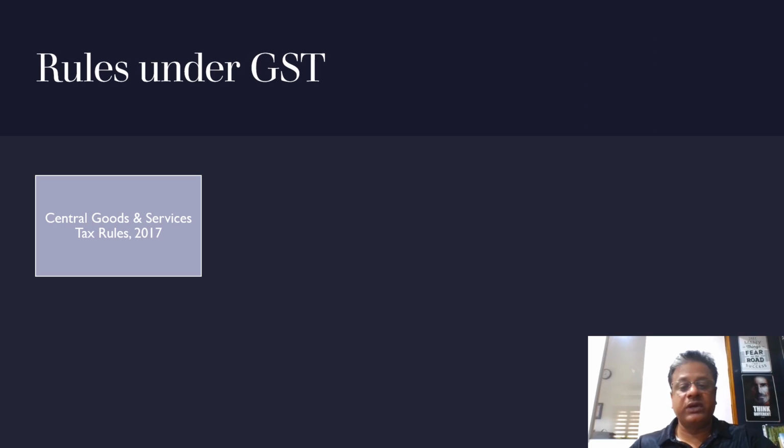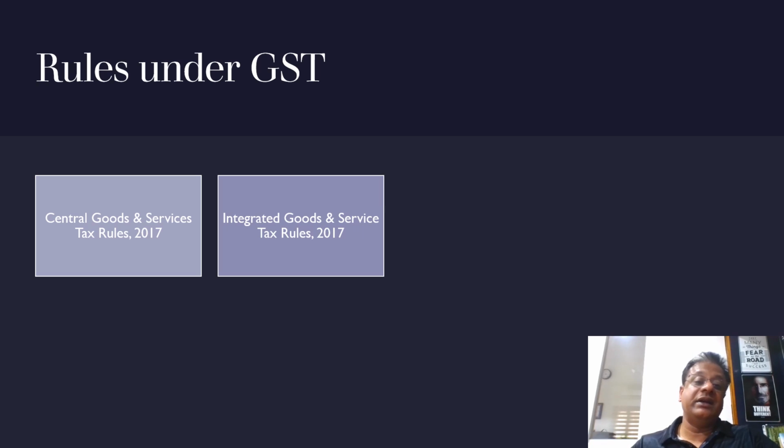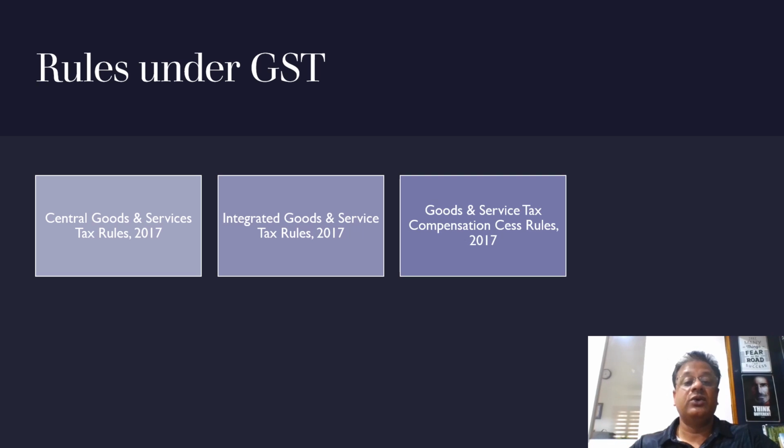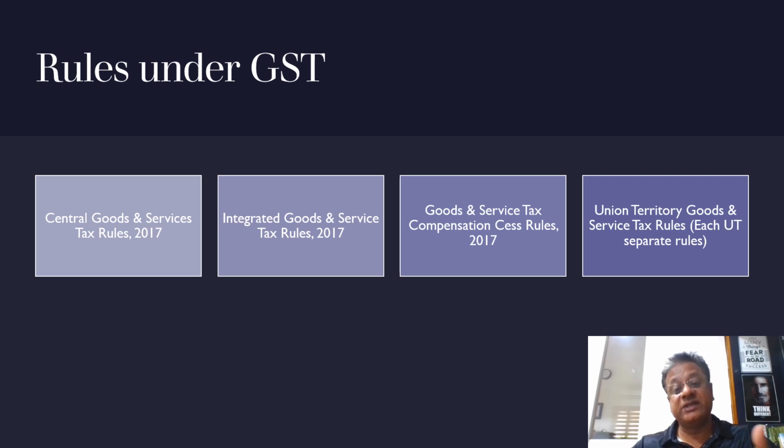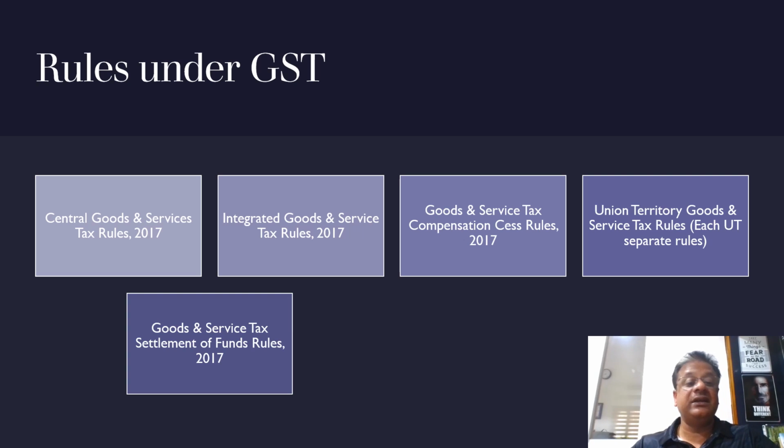So what are the rules? I'll quickly run through the rules. Whenever there is an act, there will be rules prepared to operationalize or implement the procedures for the implementation of the act. So the rules are the CGST Rules to implement the CGST Act, the Integrated Goods and Service Tax Rules for implementing the IGST Act, the Goods and Service Tax Compensation Cess Rules, which is for payment of compensation to the states, then the UTGST Rules, and GST settlement of funds.